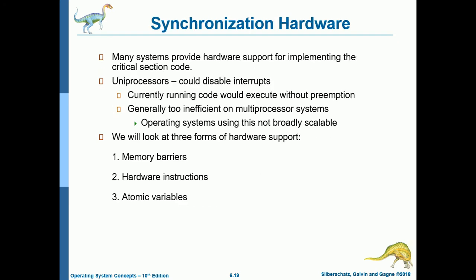So next we have synchronization hardware. Many systems provide hardware support for implementing critical section code. For uniprocessors, we could disable interrupts. Currently running code would execute without preemption, but this is generally too inefficient on multiprocessor systems. So operating systems using this are not broadly scalable. We will look at three forms of hardware support: memory barriers, hardware instructions, and atomic variables.